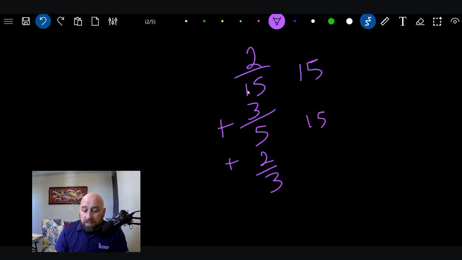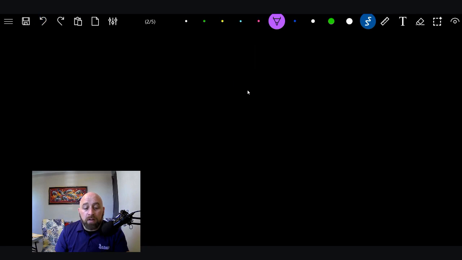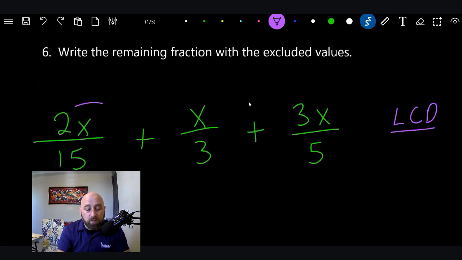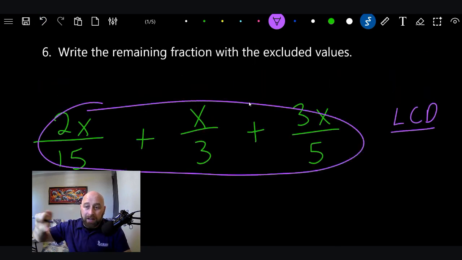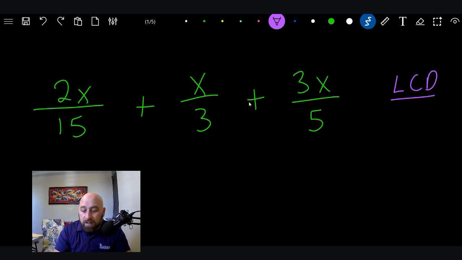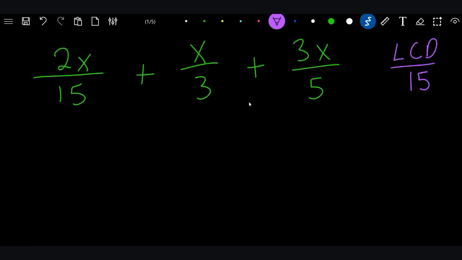All right, so that's what we used to do when we were in baby math classes, and now we're going to do it a little differently. The only difference is we're going to keep them lined up horizontally instead of lining them up vertically. But our LCD is 15, okay? So what we need to do is convert all of these into fractions with 15 as the denominator.